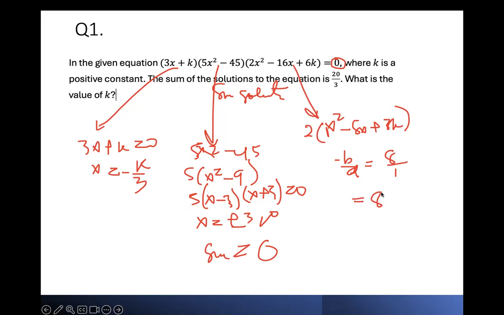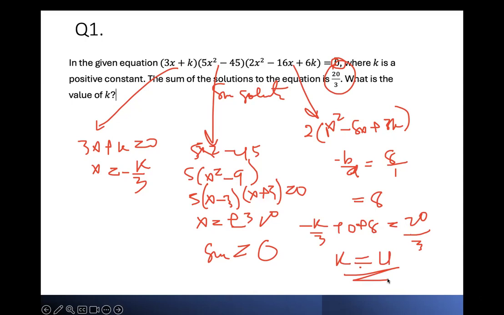You need to sum all of them together because they told you the summation will be 20/3. Therefore, minus k over 3 plus 0 plus 8 should give me what? 20/3. If you solve it, your k is going to give you 4. This is the way you solve this kind of question. Does it look challenging? I know you got it. You'll be able to handle it without any problem.